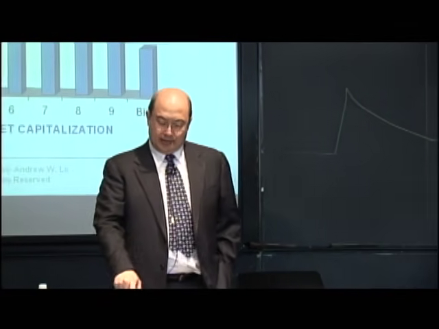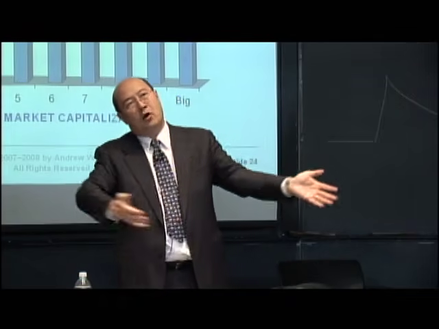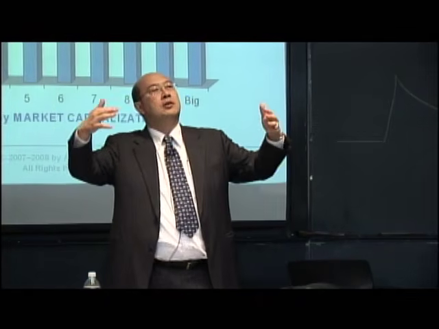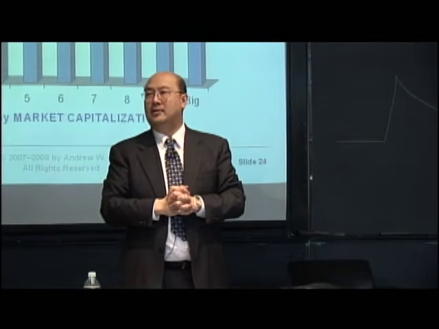What I've done here is to take all the stocks in the NYSE, Amex, and NASDAQ from 1964 to 2004, and on a monthly basis, I'm going to rank them by market capitalization, break them up into 10 equal numbers of securities, and then average the returns in those deciles, and then compute it over time, and then average those decile returns. Okay? That's a little complicated, but pretty straightforward.